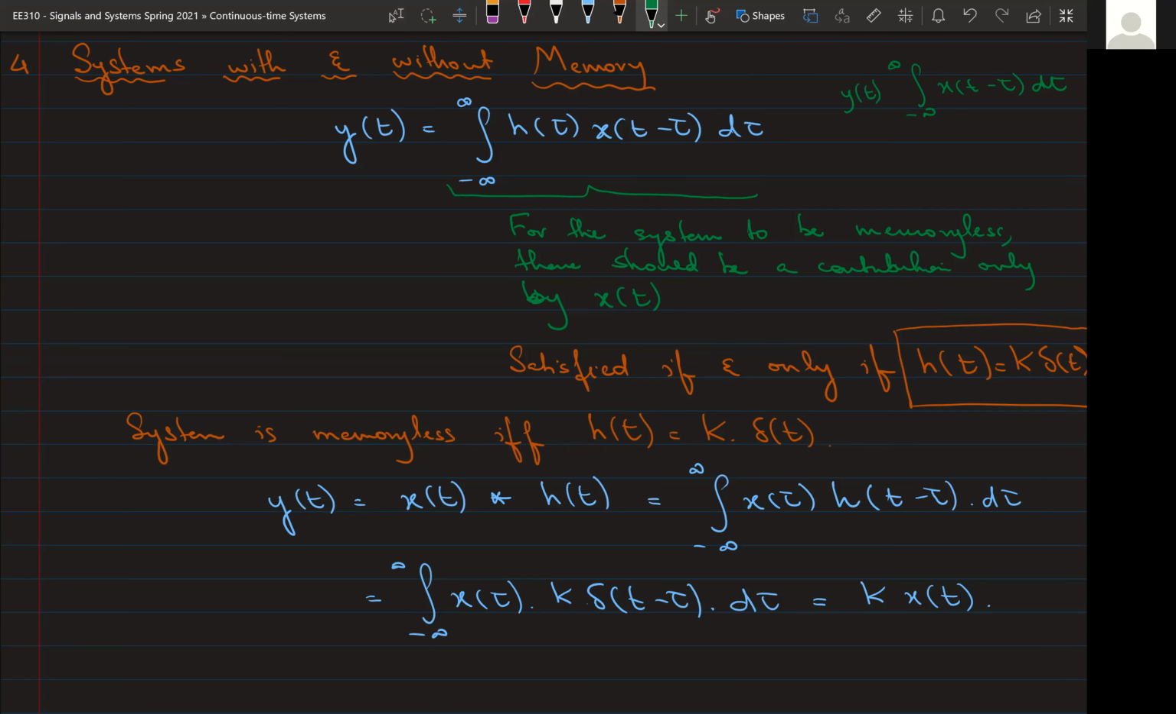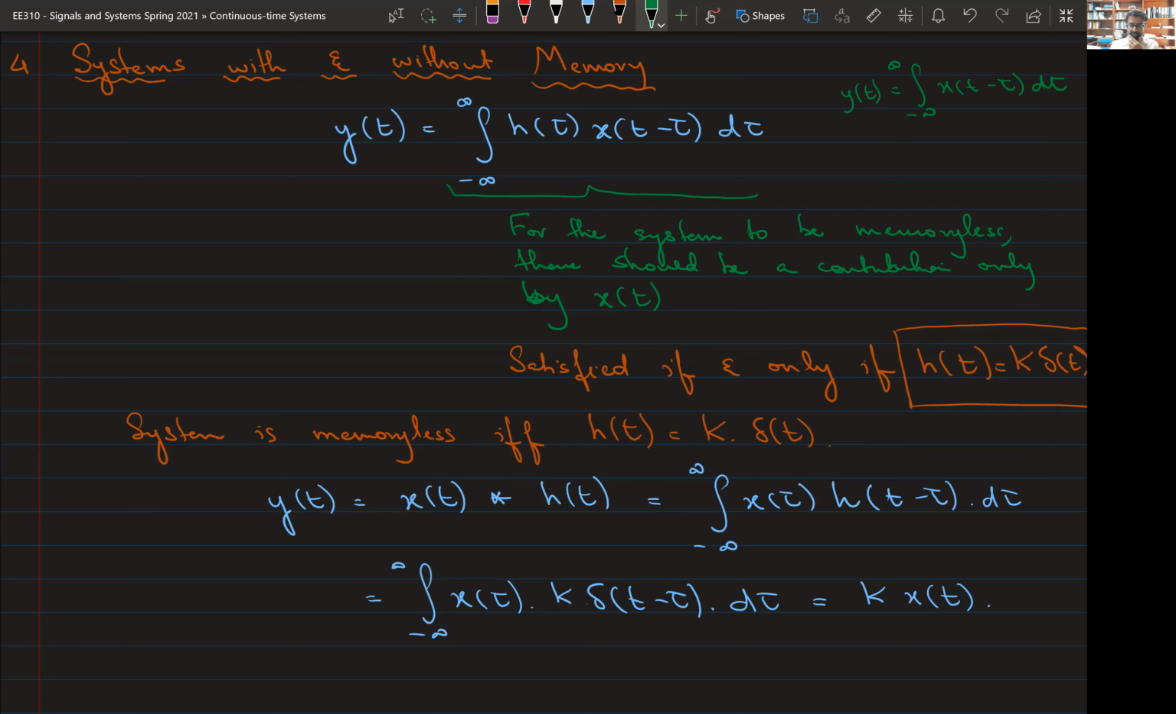Is there a dependency of y of t on x of t in the future and the past? And of course there is. I mean, this is integral all the way from minus infinity to plus infinity. इसका मतलब सारी की सारी past values, सारी की सारी future values, वो मिलके y of t बनाती है. So how did you come up with the k into delta t wali term?